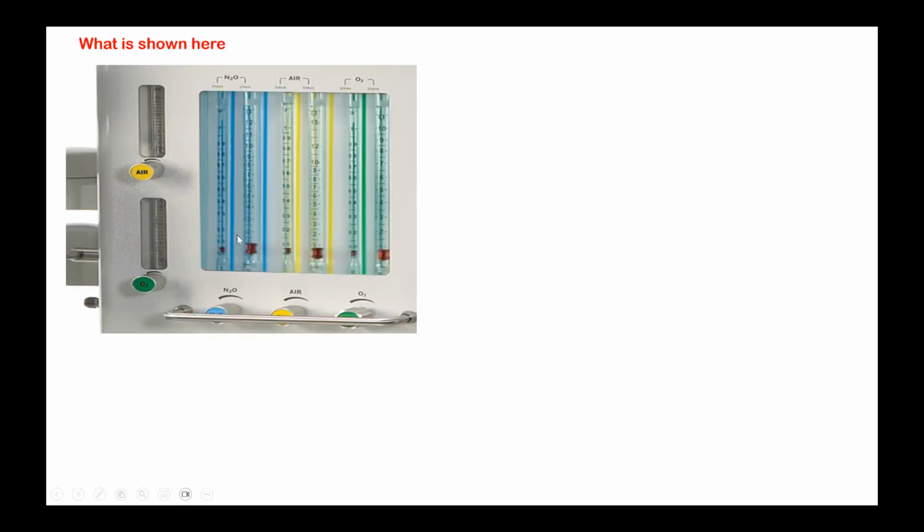Now this is a very common thing that all of you are aware of. What is being shown here? Can you identify all the things that are shown in this? Oxygen, nitrous, and air flow meter. There are twin flow meter tubes for three gases. Nitrous oxide is there, air is there, oxygen is there, with their float or bobbins at the bottom position. That means they are not being opened. Very good.